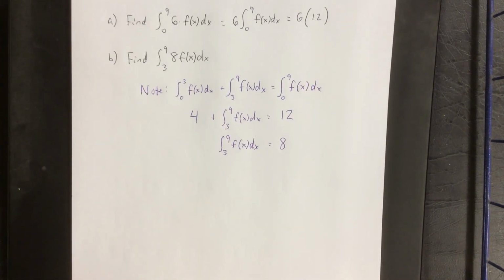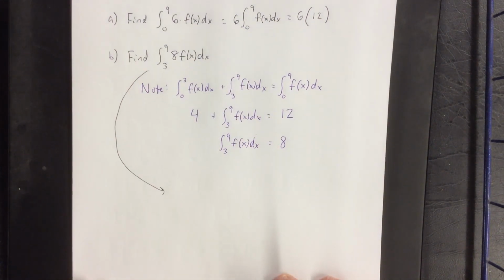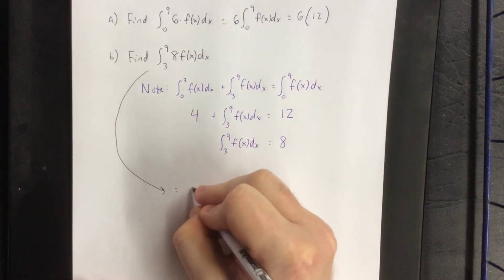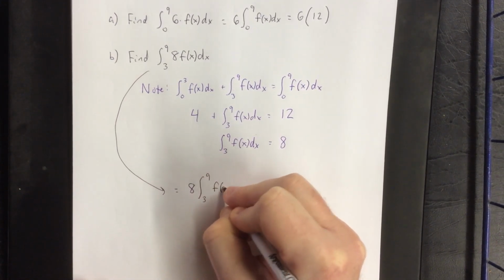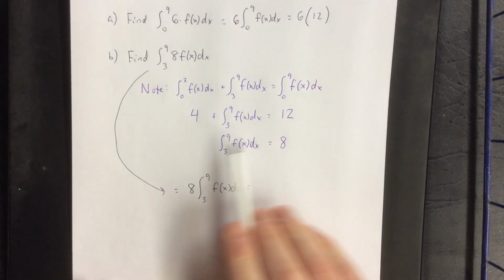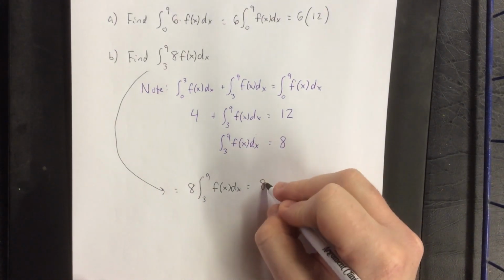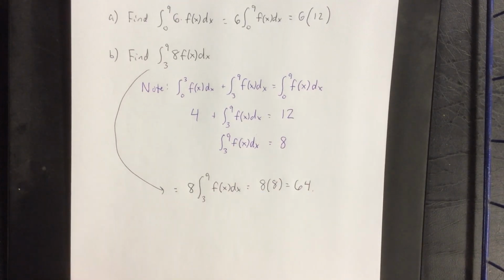Now, as that relates to what we're doing here, if I were to use the same property for this as what I used on the last one, I could take that 8 and factor it outside of the definite integral. And using the algebra that I just did here, that definite integral is equal to 8. 8 times 8 gives us our final answer of 64.